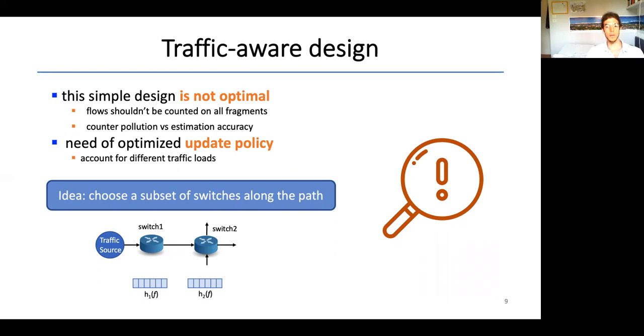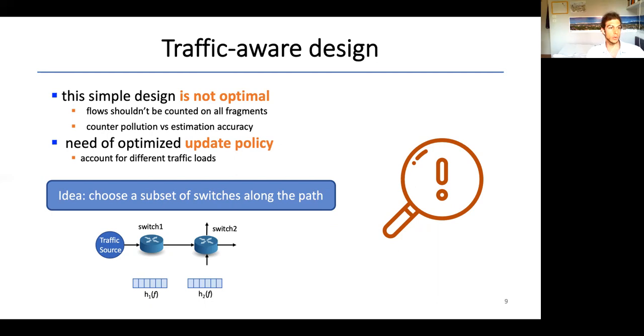And the problem in doing so is that since now the fragments are shared, of course, among crossing paths, at each update operation, we generate interference to flows of other paths. We refer to this concept as counter pollution. On the other hand, it is also true that using multiple fragments, we use more hash functions, so mitigating better the impact of collisions. So the question here is really, what is the best trade-off among the two?